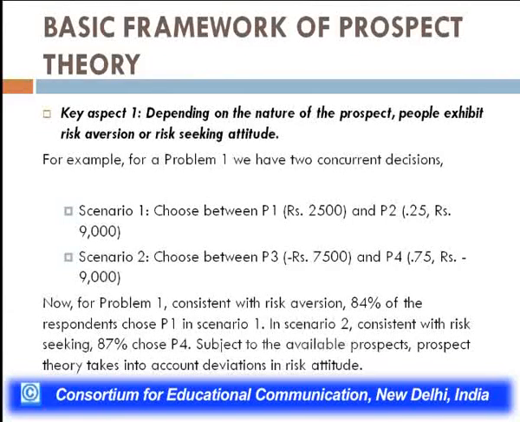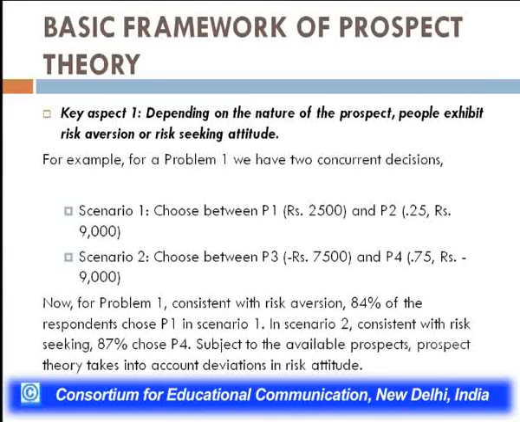Aspect number 1: depending upon the nature of the prospect, people exhibit risk aversion or risk seeking attitude. Every person has a risk seeker or risk averse attitude, and depending upon which situation they are put into, they decide whether to be risk seeker or risk averse. For example, one person is given two decisions to be taken. There are two scenarios available. One, he has to choose between P1, which says that he can get 2500 rupees, and P2, which says that he has a 25% chance of winning rupees 9000.